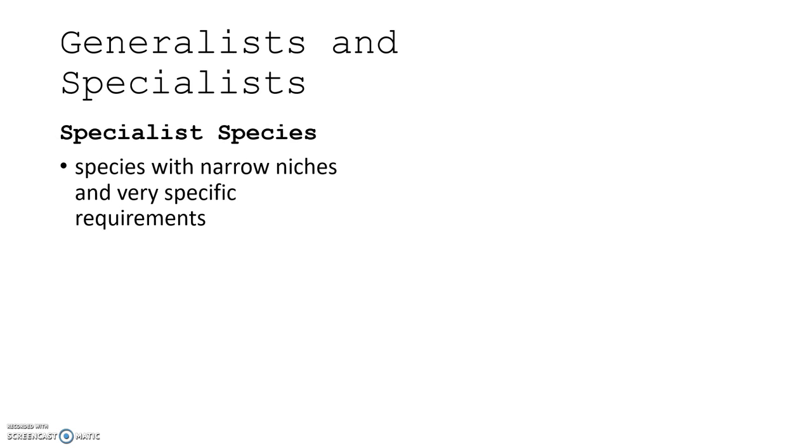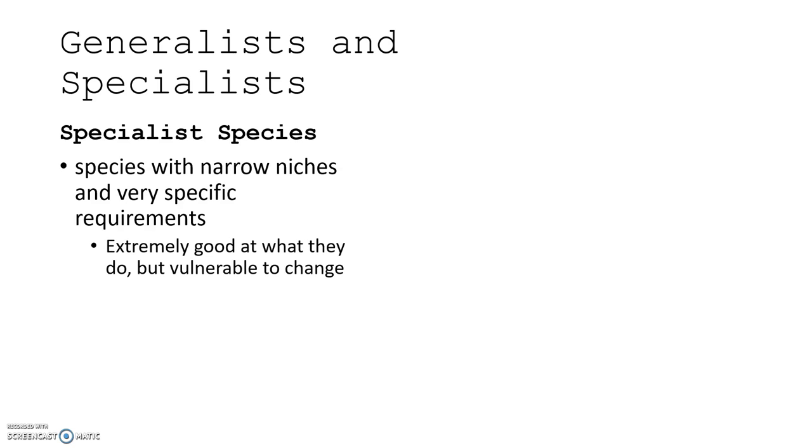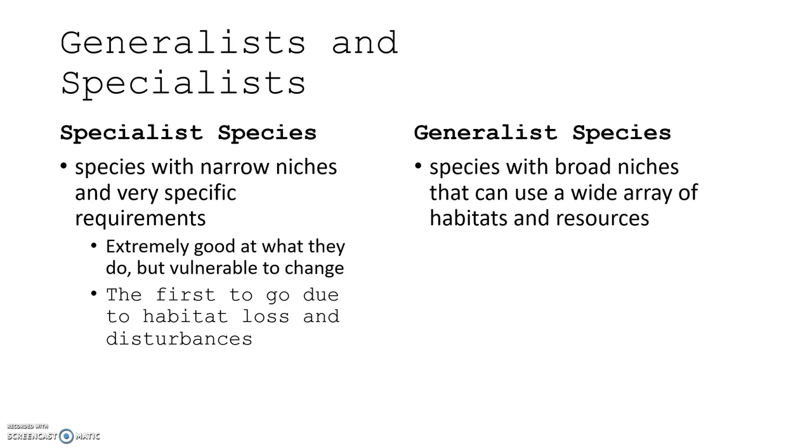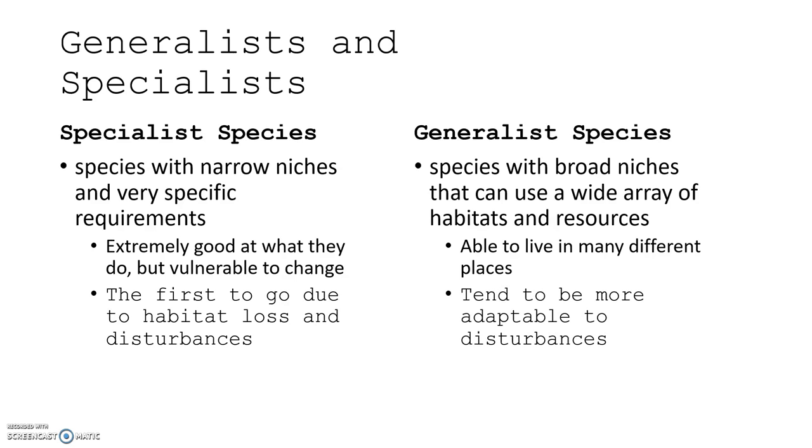Specialist species are species with very narrow niches and very specific requirements. They are extremely good at what they do, but are vulnerable to change. They need to have their very specific requirements met. They are the first to go due to habitat loss and disturbances. Generalist species are species with very broad niches that can use a wide array of habitats and resources. They have the ability to live in many different places, and they tend to be more adaptable to disturbances.